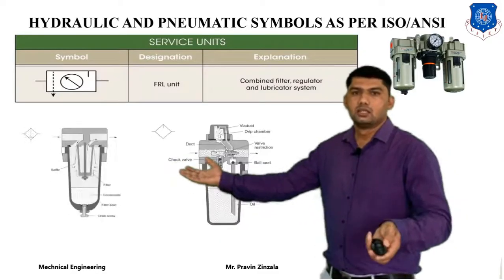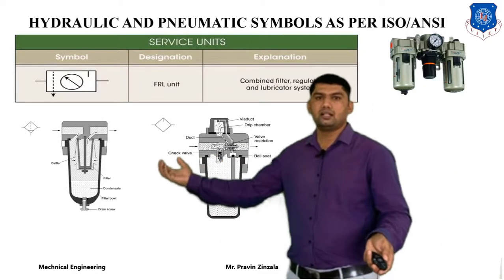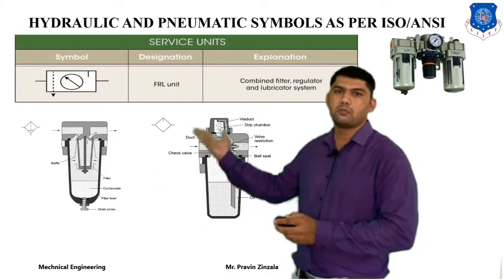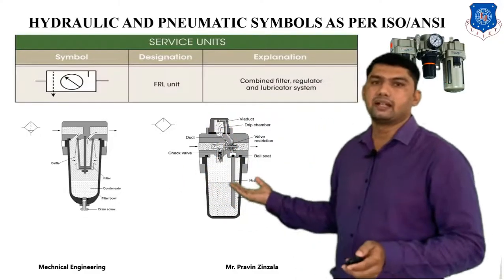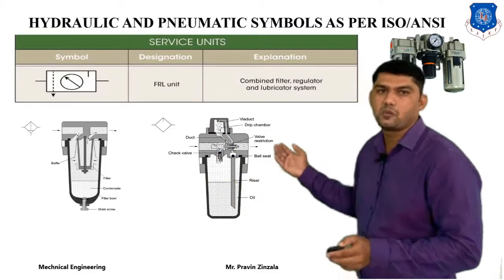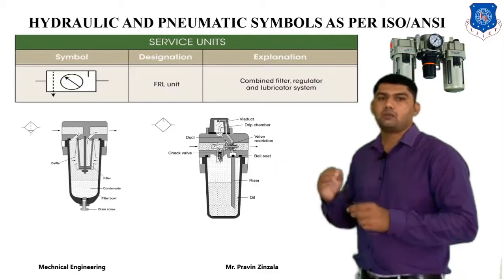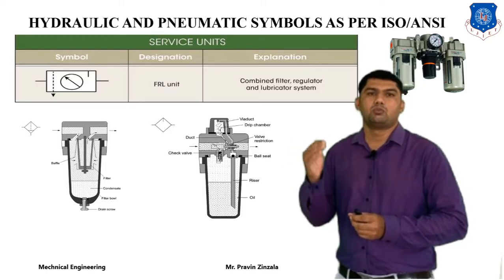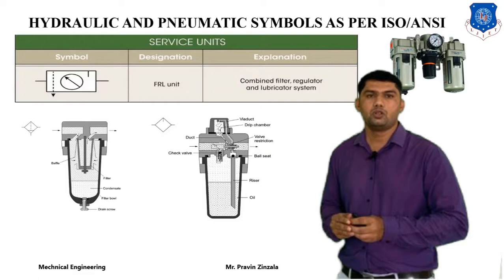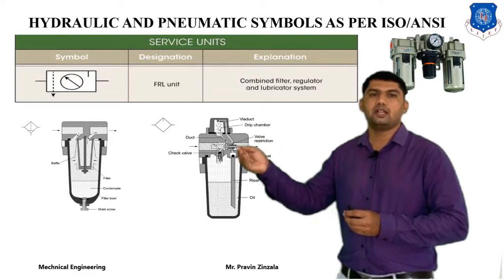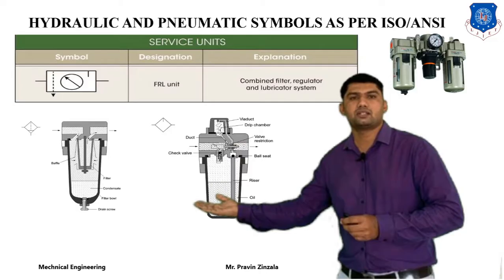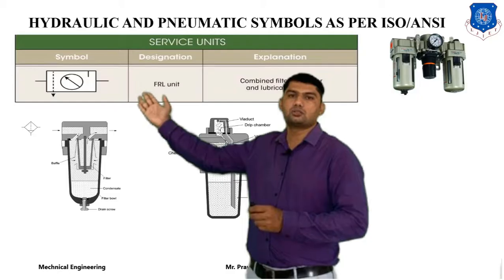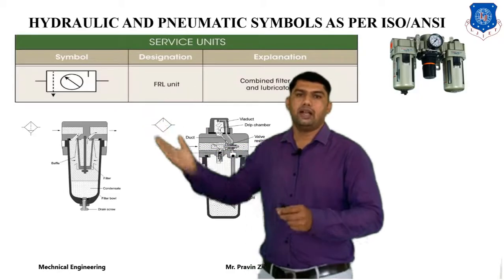The first diagram is the filter. As said earlier, the function of the filter is to remove contaminants and dust particles from compressed air. And this is the lubricator, used to increase the lubricating properties of compressed air. Because when air is compressed it becomes hot, and it creates more wear and tear on the components of the pneumatic system. So to reduce this wear and tear and friction, we have to use lubricant. So the FRL unit is the combination of filter, regulator and lubricator.